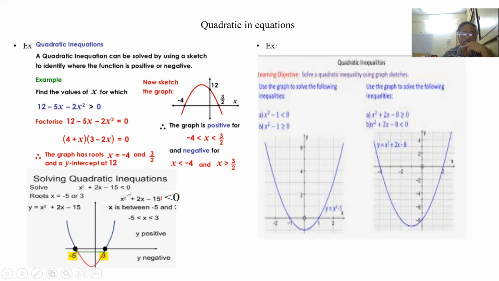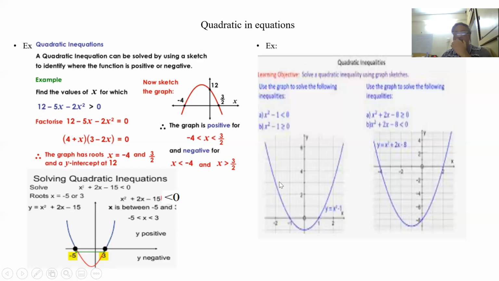Again, this inequality is less than 0. This is a positive U curve. So between the roots it is less than 0. So -5 to 3, this is the range. This entire range is the answer. If I put a shading here, the entire range is the answer for this value of y and x.